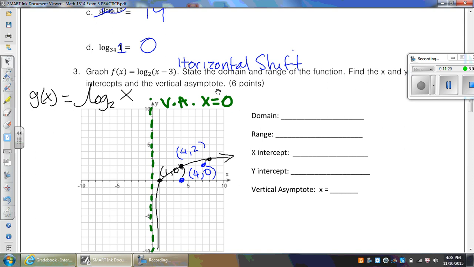But another thing that will be shifted 3 units to the right is going to be the vertical asymptote. So now instead of being this line here, for our new graph, it will be this vertical line, x equals 3.